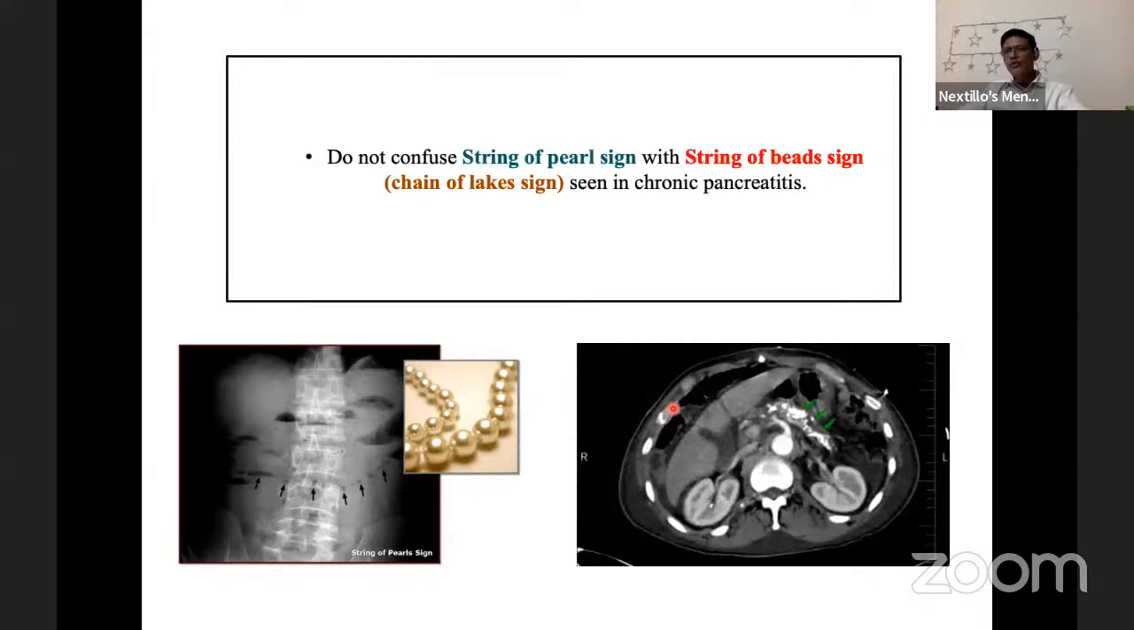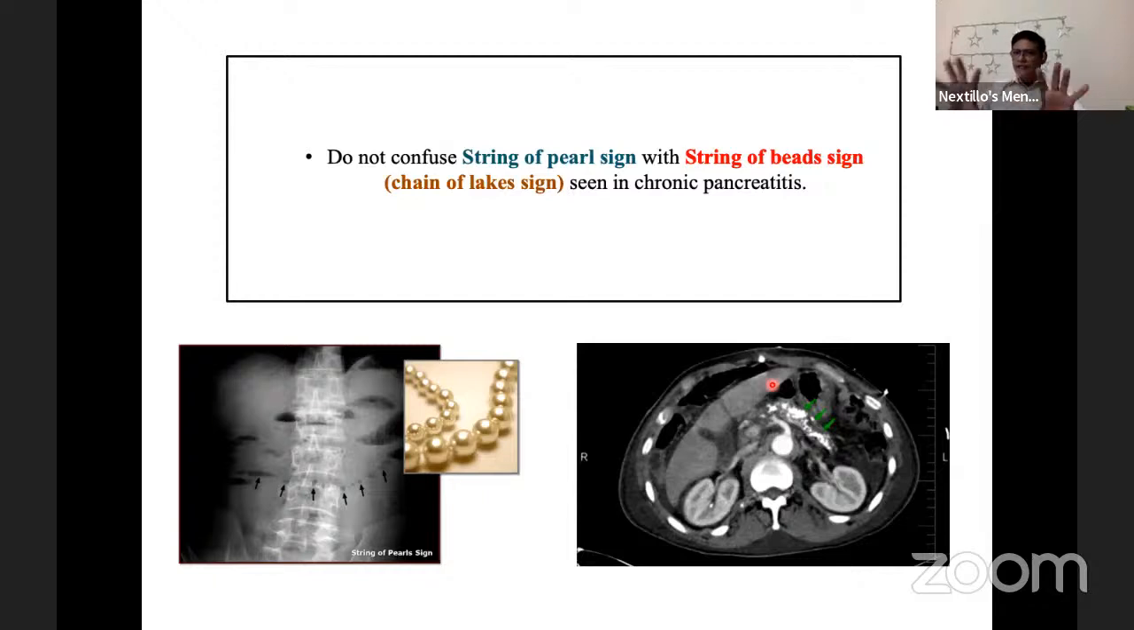Do not confuse this string of pearls sign with the string of beads sign. String of beads sign, which is also known as the chain of lakes sign, is seen with pancreatitis here. Okay, so this is where we are seeing it. Fine.